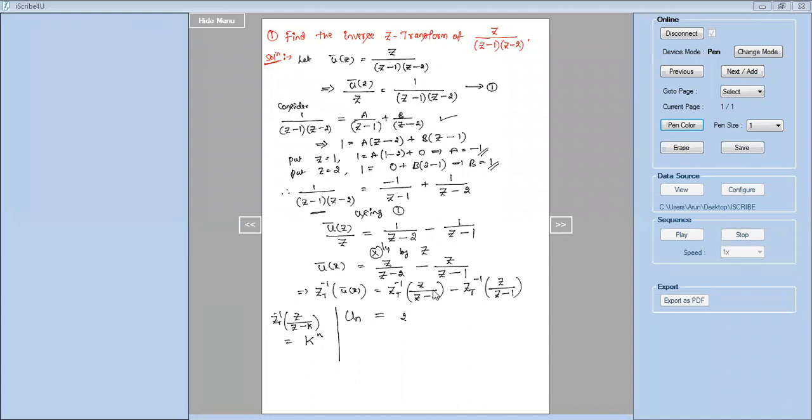2 power n. 2 power n minus, so z by z minus 1. And the inverse of z by z minus 1 is 1. Already we have written. So you get u n is equal to 2 power n minus 1, and this is the inverse z transformation of your problem. So this is how we can find the inverse z transformation of any problem, by using the procedure whatever we have discussed.